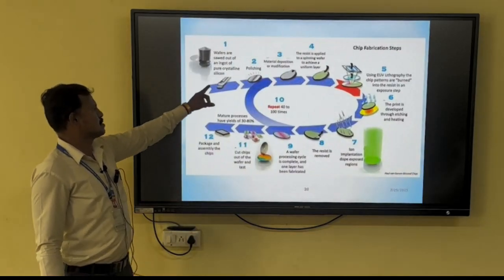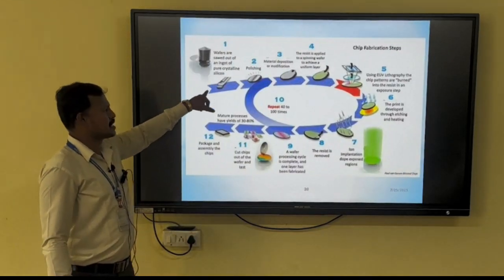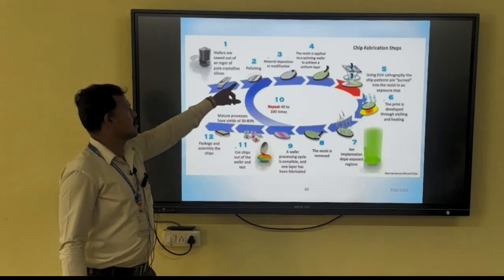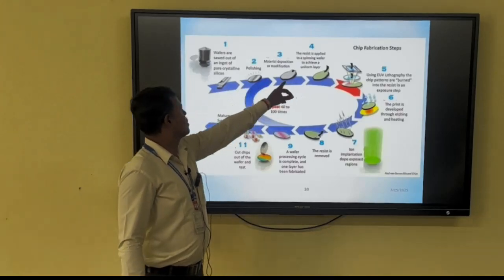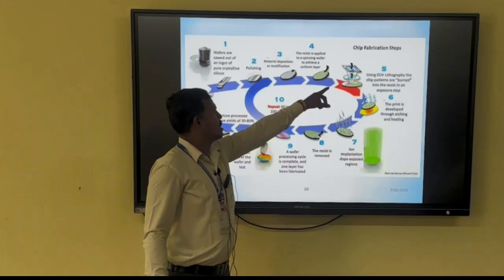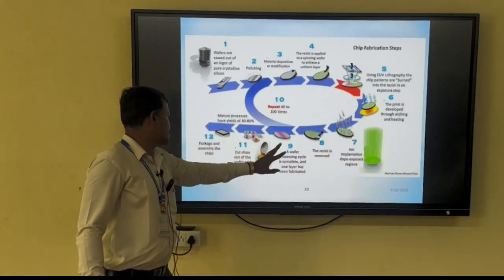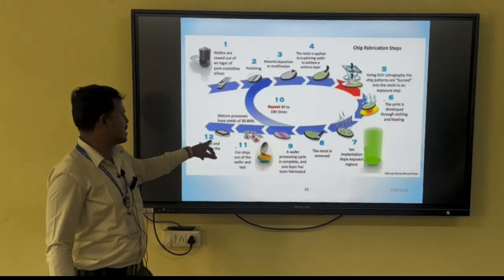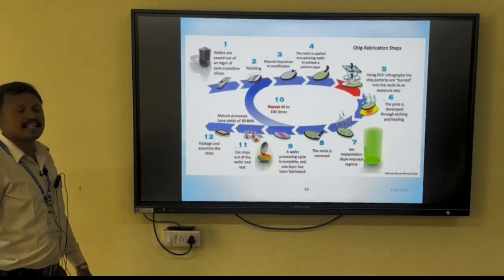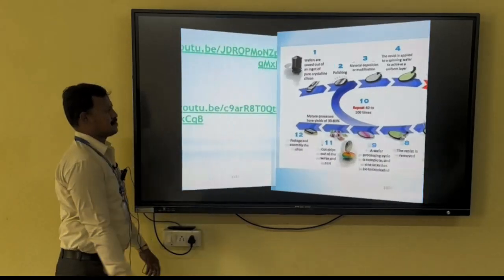So these are the steps: first raw material, next wafering, polishing, then deposition, then photoresist, then ion implantation, wafer production, chip cutting, and finally packing and assembling of the chips.